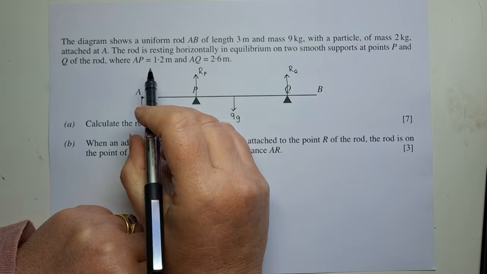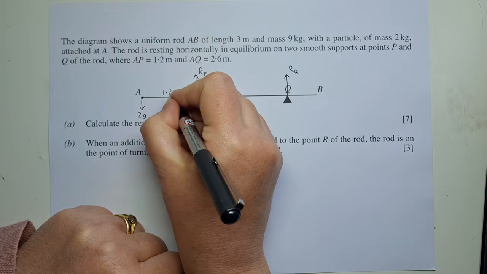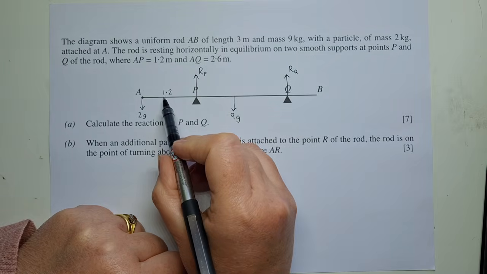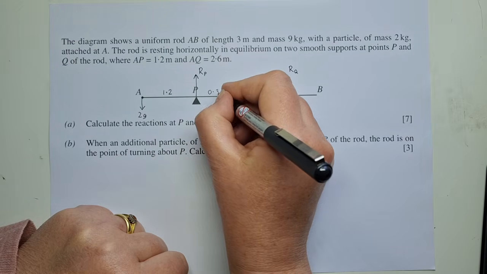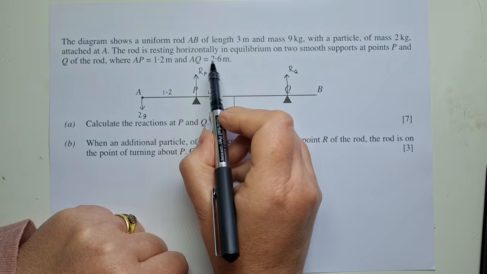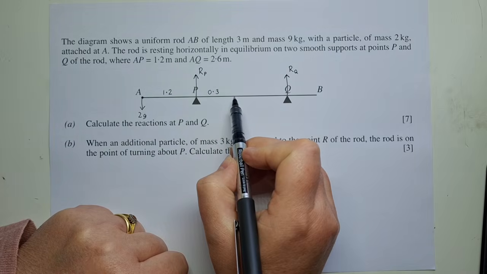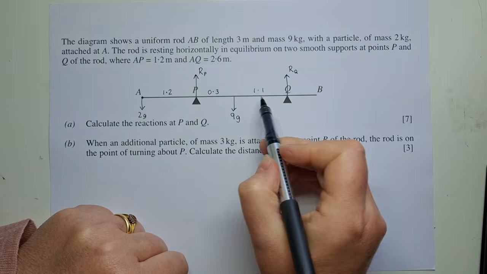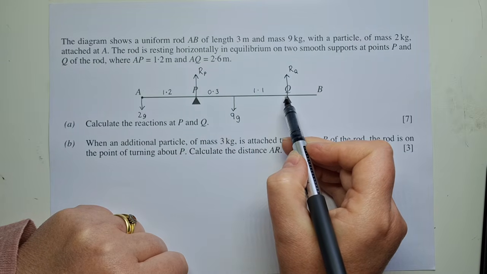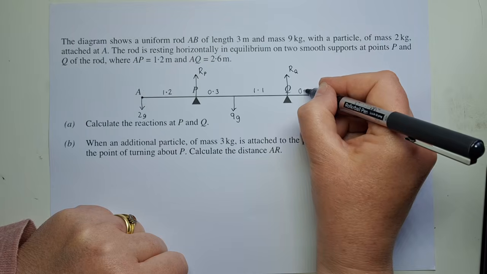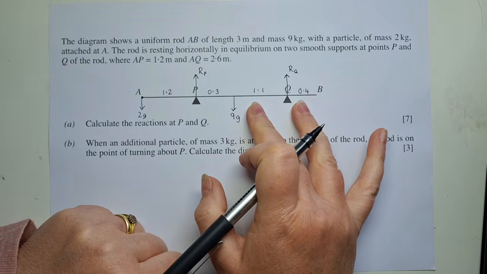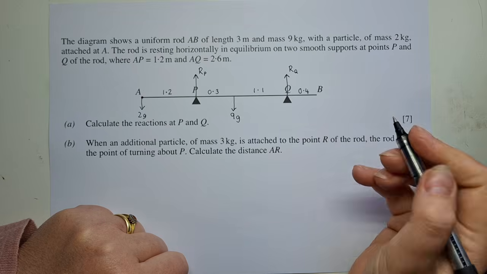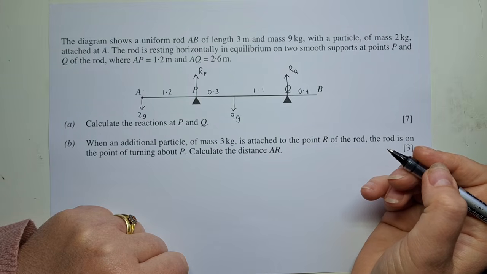Okay, let's put the lengths in. We've got AP is 1.2. We know it's 3 all the way, so we know it's 1.5 to the centre, and if that's 1.2, then that's 0.3. We know that A to Q is 2.6. Now that already adds up to 1.5, so we've got 1.1 extra to make the full distance 2.6. And then we know that's 0.4, and then those two add back up to 1.5 as well, so that's all fine. So the first thing we have to do is calculate the reactions at P and Q.